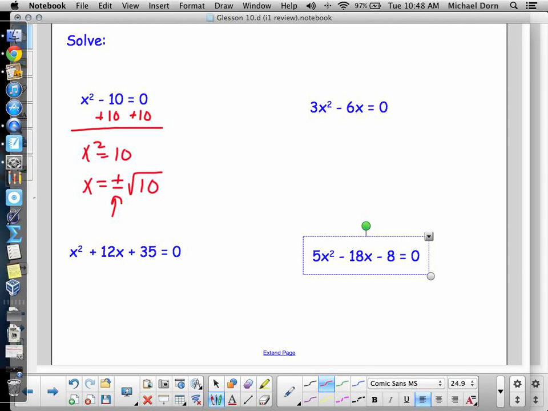because I get an x on both sides. So what could I do? What I always do. What do we always do with a polynomial? We try to factor. Well, how do I factor 3x squared minus 6x?